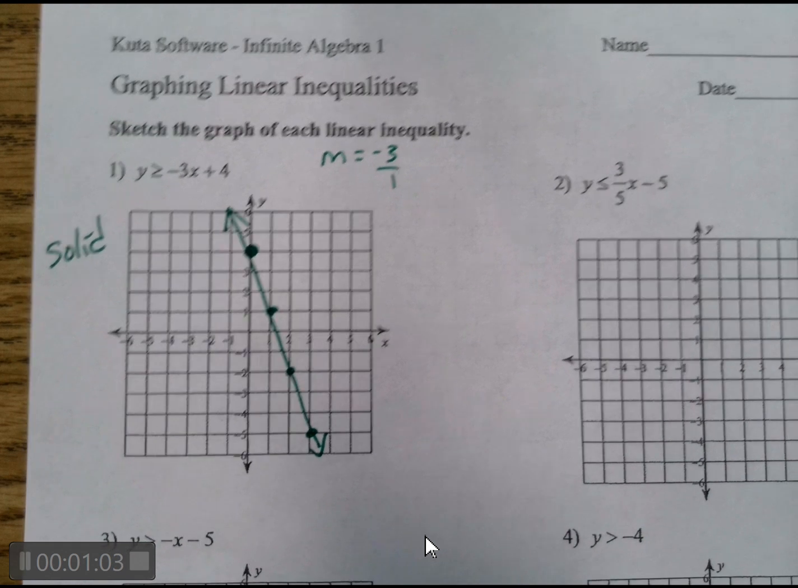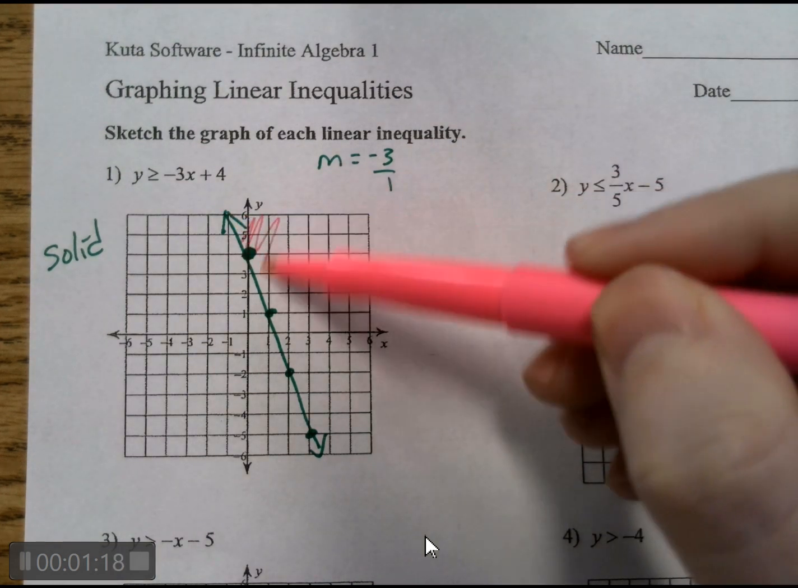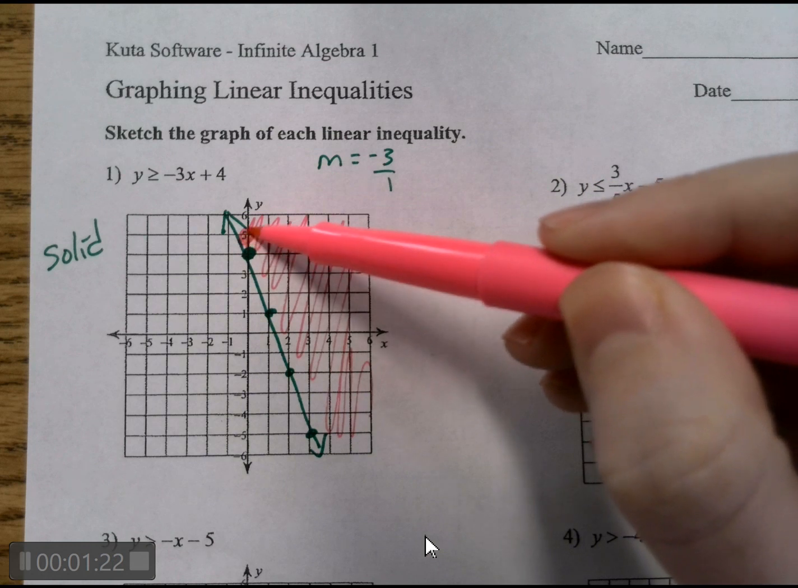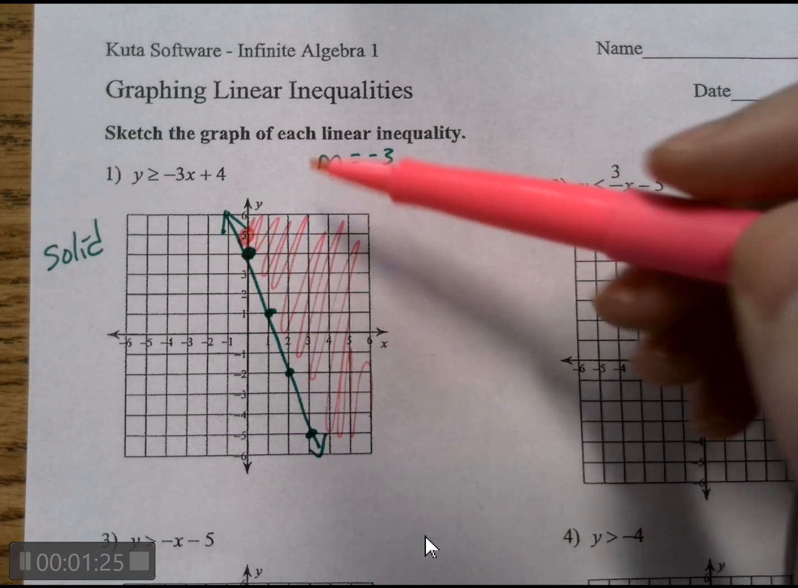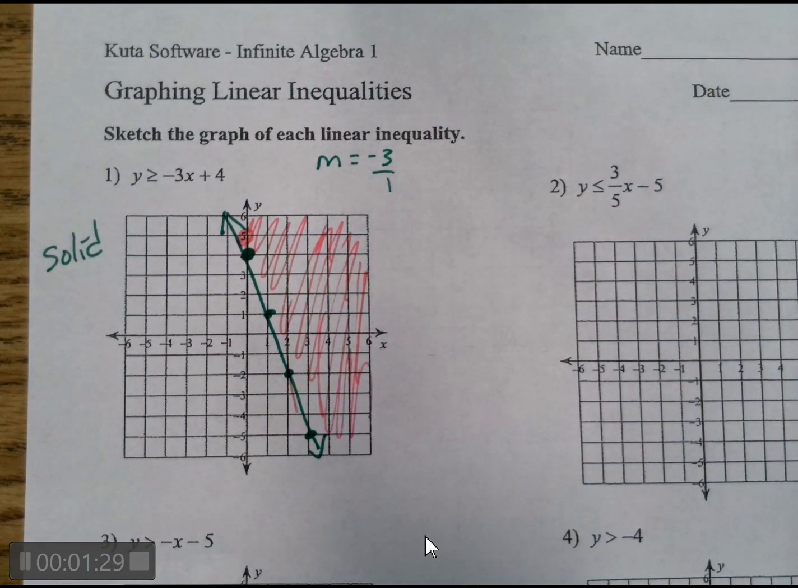Alrighty, now, y is greater than our line. Because y is greater than our line, we need to shade above our line. So above our line is going to be here, because 5 is greater than 4. That's how you can tell if you're a little bit confused as to what's above and below.